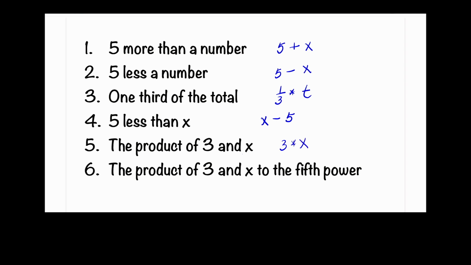Number 6, the product of 3 and x to the 5th power. Let's do this part first, because this is the same as number 5. The product of 3 and x is 3 times x.